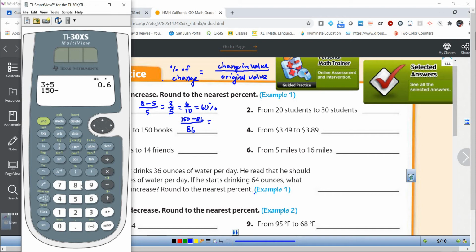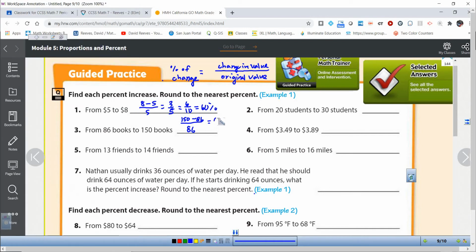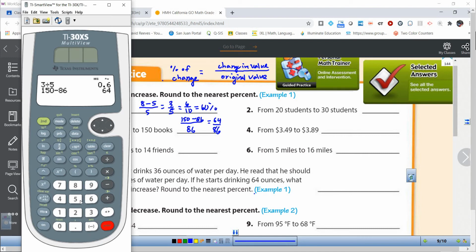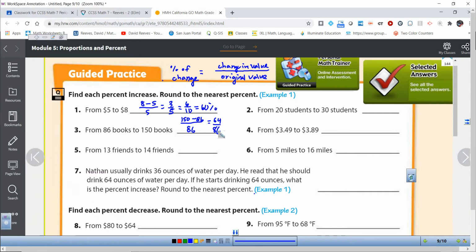150 minus 86. I'm going to subtract to find that change in value, and that gives me 64. And then on the bottom I have 86. So that gives me the fraction, and then I need to change that fraction to a decimal. 64 divided by 86 gives us this really long decimal, 0.7442. Now that's the decimal.